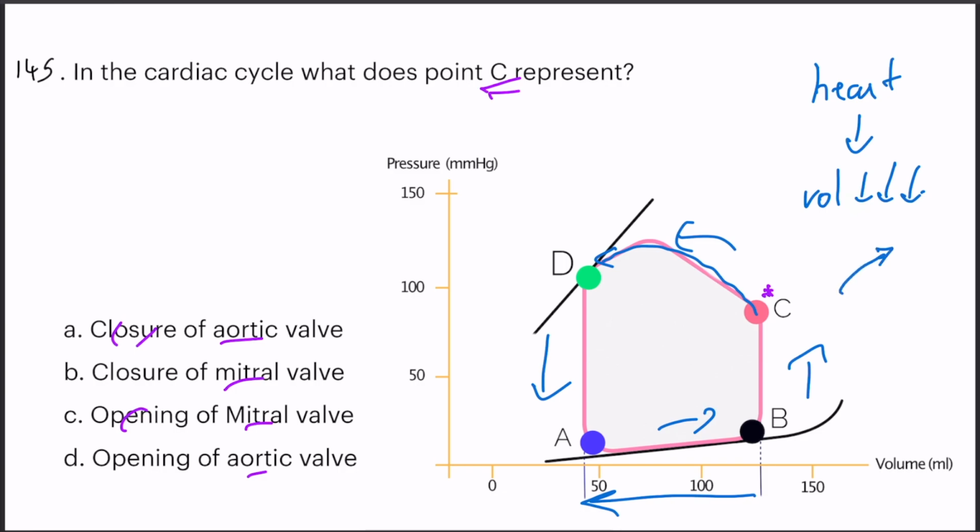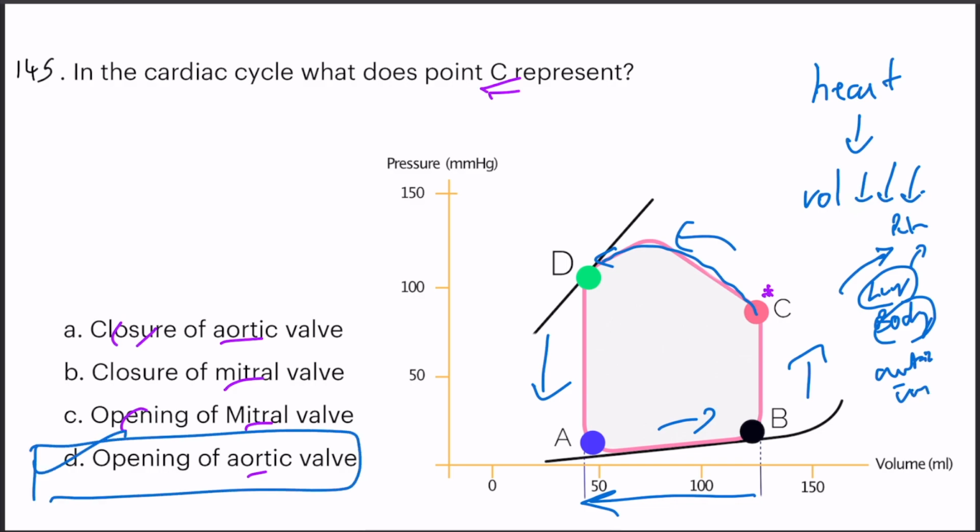Heart can give blood only to two places. One is lungs, another is body. To give to lungs, which valve should open? Pulmonic valve should open. And to give to body, aortic valve should open. So here, opening of aortic valve is the answer. So this could be confusing.